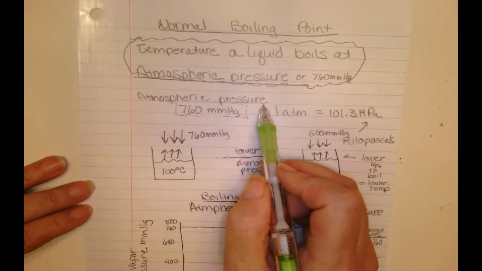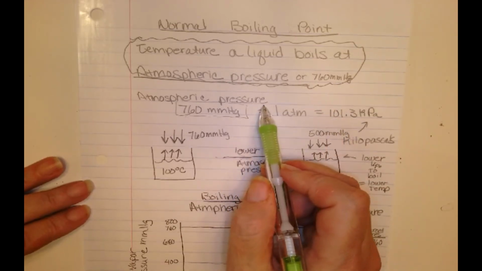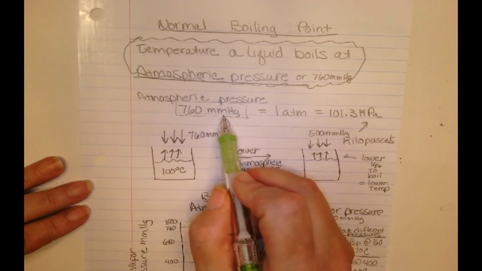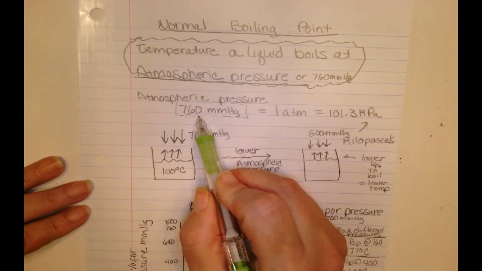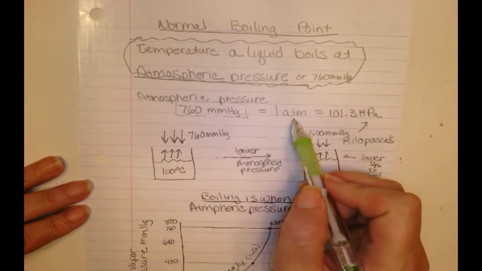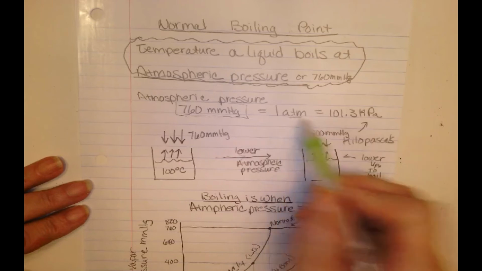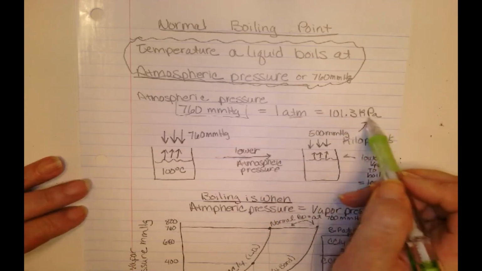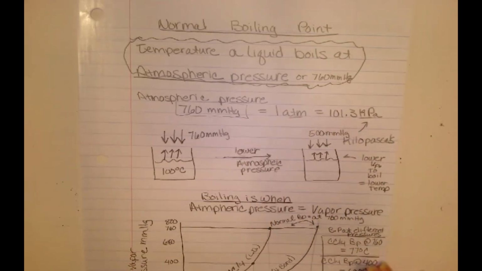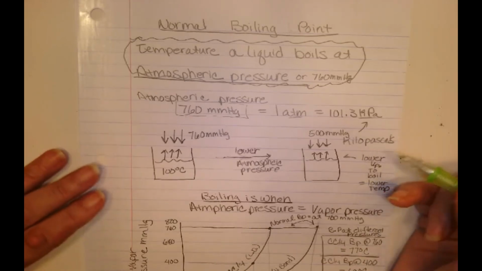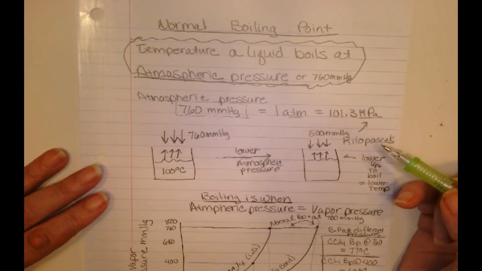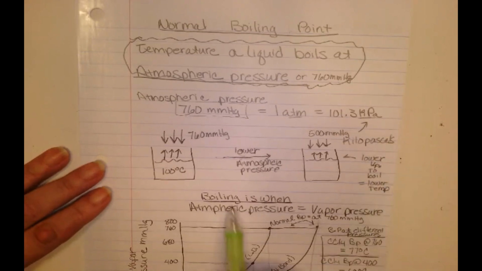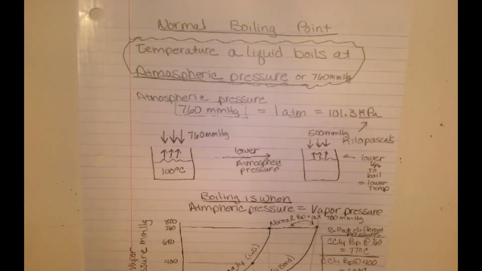Now, atmospheric pressure, we have many different units for pressure. We have millimeters of mercury, which is 760 is our standard, our normal atmospheric pressure, which is also 1 atmosphere, so there's another unit, or 101.3 kilopascals. And we'll talk more about that in our gas units. But what we need to know is what happens if I lower that vapor pressure, because remember, boiling is when atmospheric pressure equals vapor pressure.